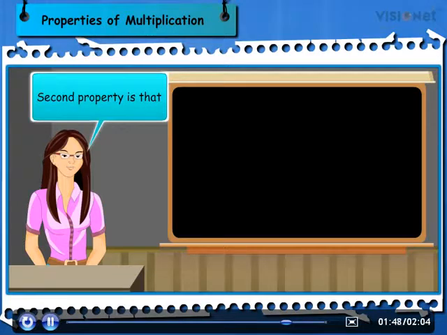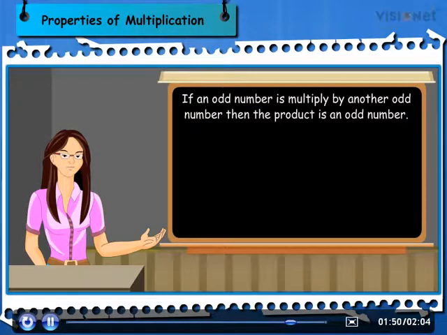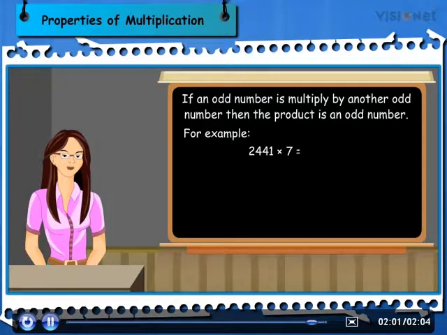Second property is that if an odd number is multiplied by another odd number, then the product is an odd number. For example, 2441 multiplied by 7 is equal to 17087.